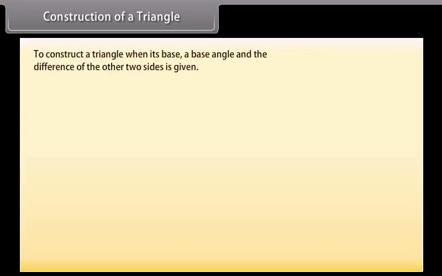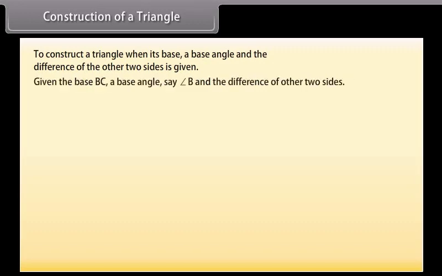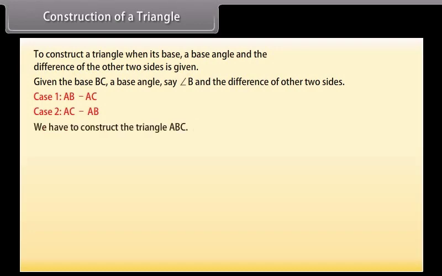Now we will construct a triangle when its base, a base angle, and the difference of the other two sides are given. Given the base BC, a base angle, say angle B, and the difference of the other two sides. Here we have two cases. The difference can either be AB minus AC or AC minus AB. We have to construct the triangle ABC. Let's first construct the triangle using the first case, when AB is greater than AC, that is, AB minus AC is given. Steps of construction.